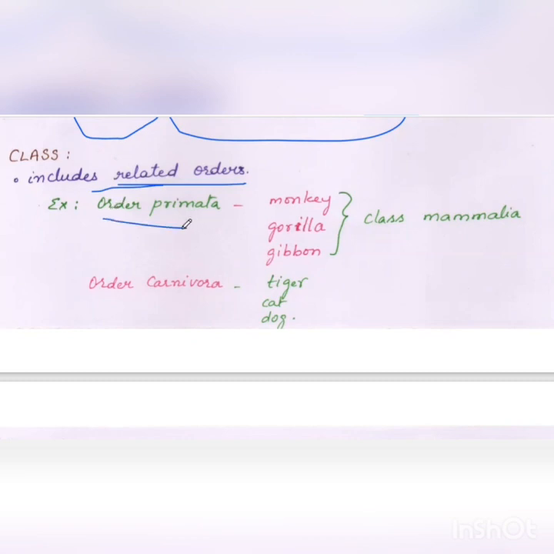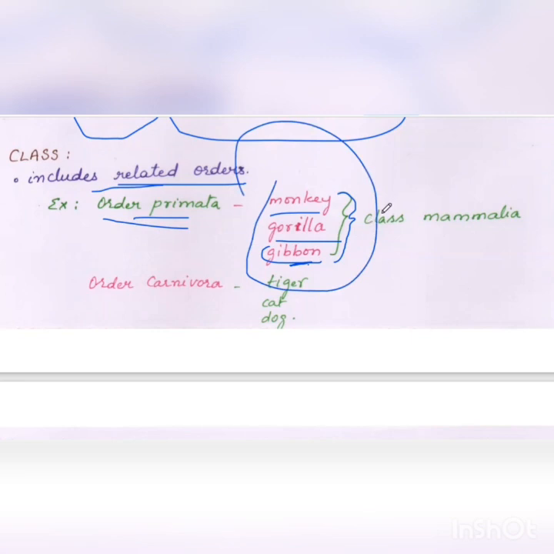The order is Primata. In order Primata, you include monkey, gorilla, and gibbon. They come under Mammalia. Even humans come under Mammalia. All of us are mammals, so you can also include yourself, or humans in general. So they come under the same class. And next, order Carnivora. It includes tigers, cats, dogs, etc. All of them are carnivores, they eat non-veg.